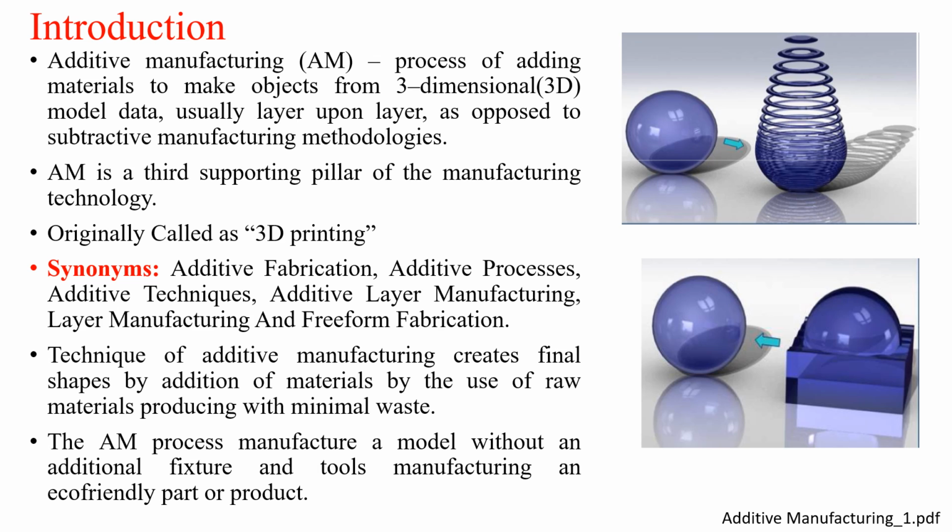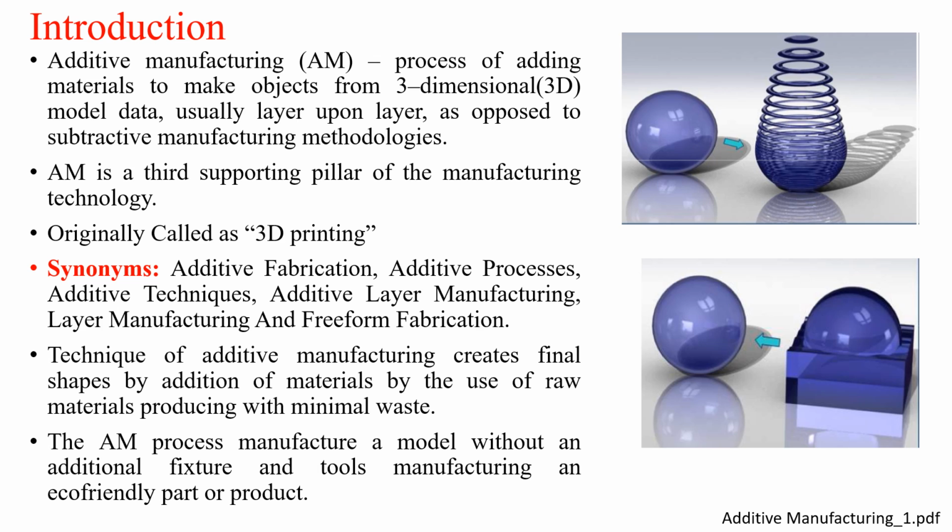If you see the figures, the top figure indicates the additive manufacturing process. Additive means addition of layers, layer upon layer. And subtractive means we take a raw material and from that we remove the material in order to get that 3D object. So addition of layers and subtracting the material are quite different methodologies.